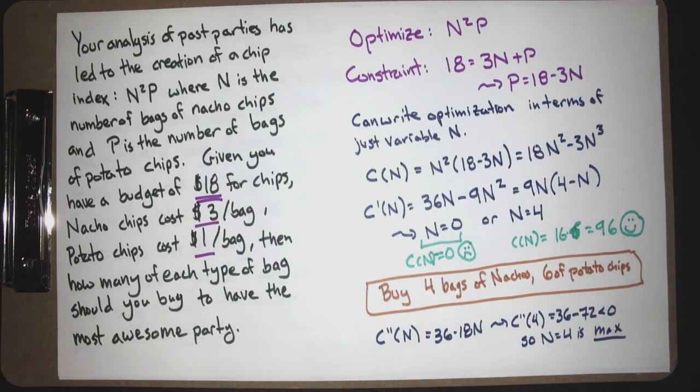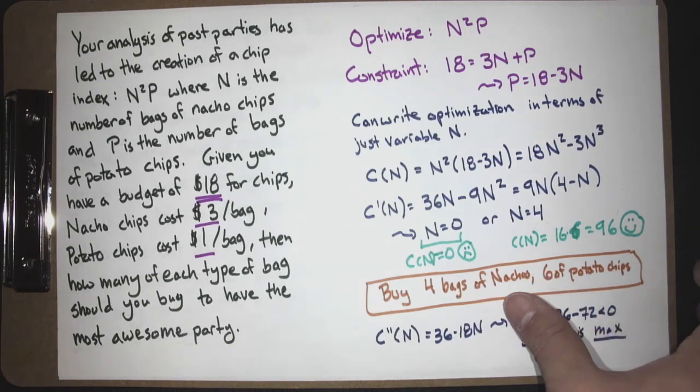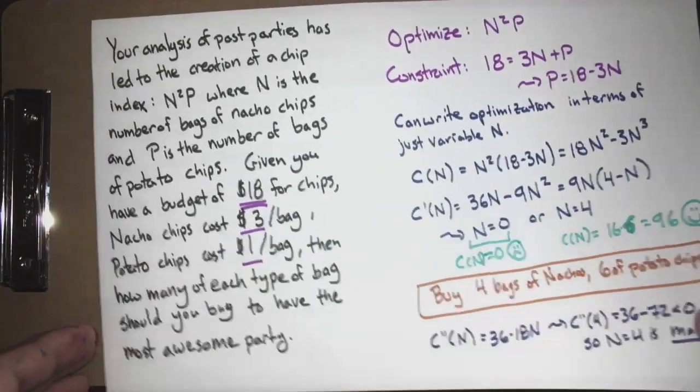Gets a 96 on our chip index. And so that's the right blend. And you can use a second derivative test or a first derivative test to show it is indeed a max. All right, cool. Well, let's try another one.